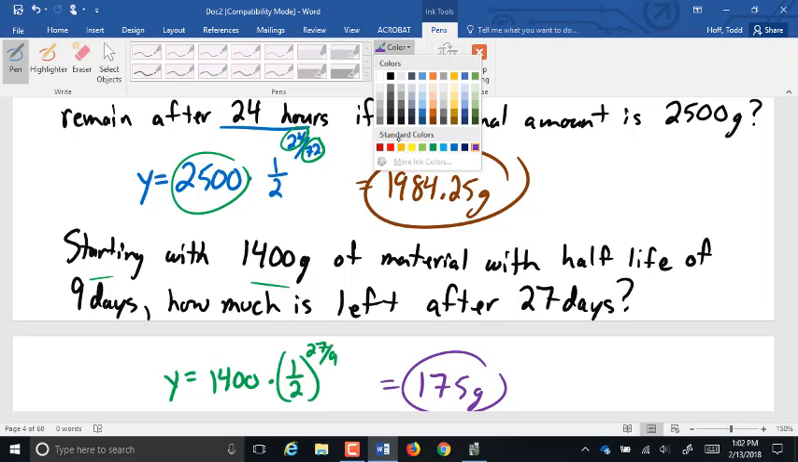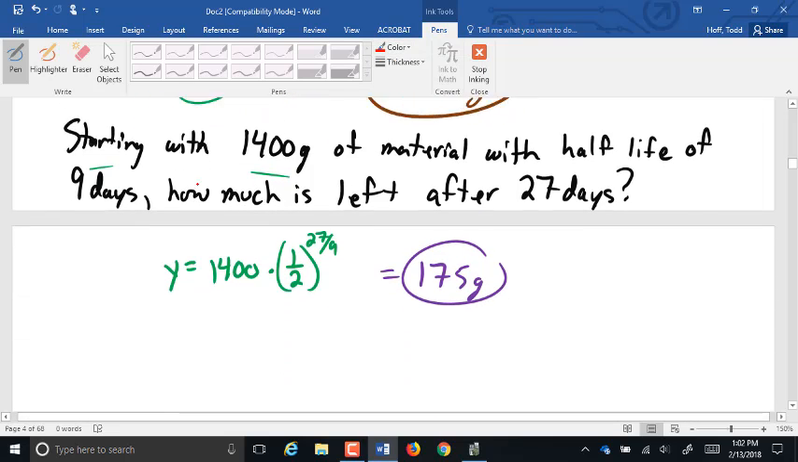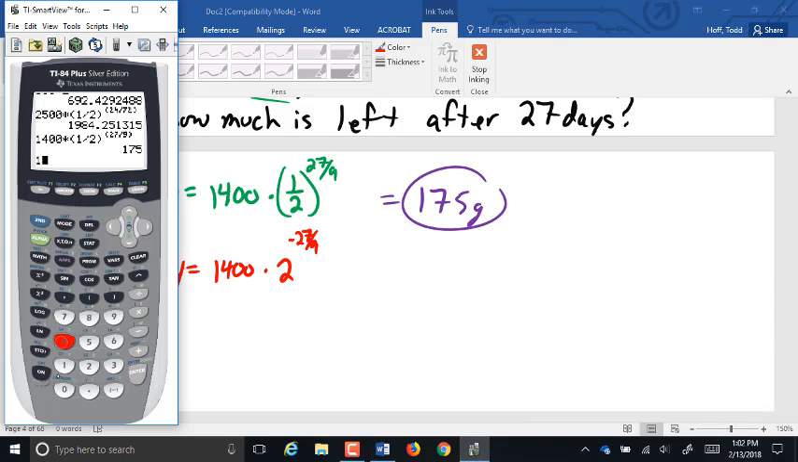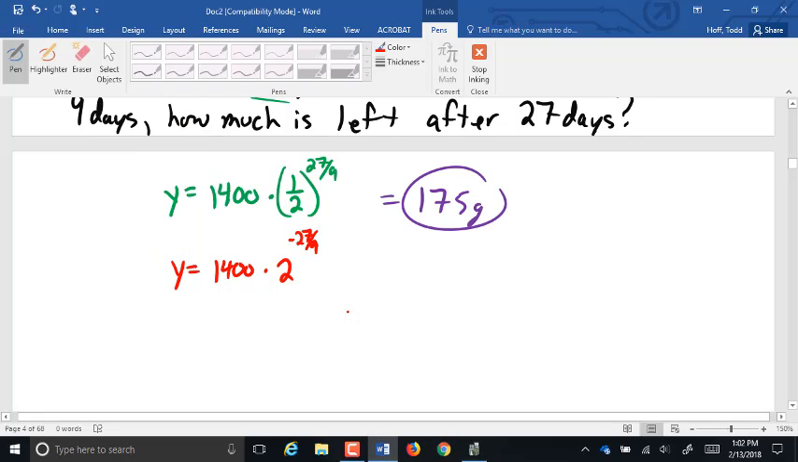Now we could have also, just like we could have up there, if we didn't want to have to put that 1/2 in our calculator, we could have done 1,400 times 2 to the power of -27/9. Give us the same thing. So it gives 175. Let's take a look at this and reason through it.